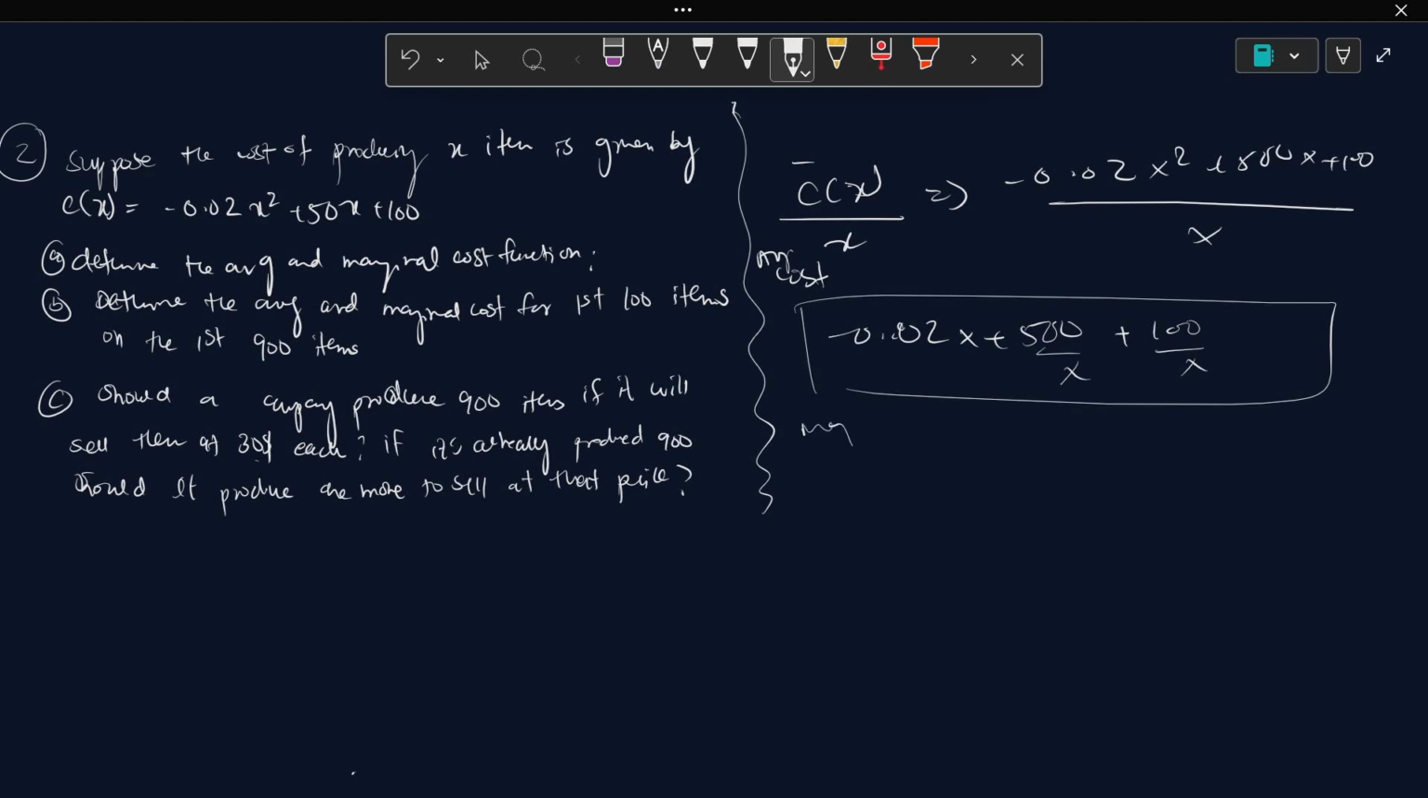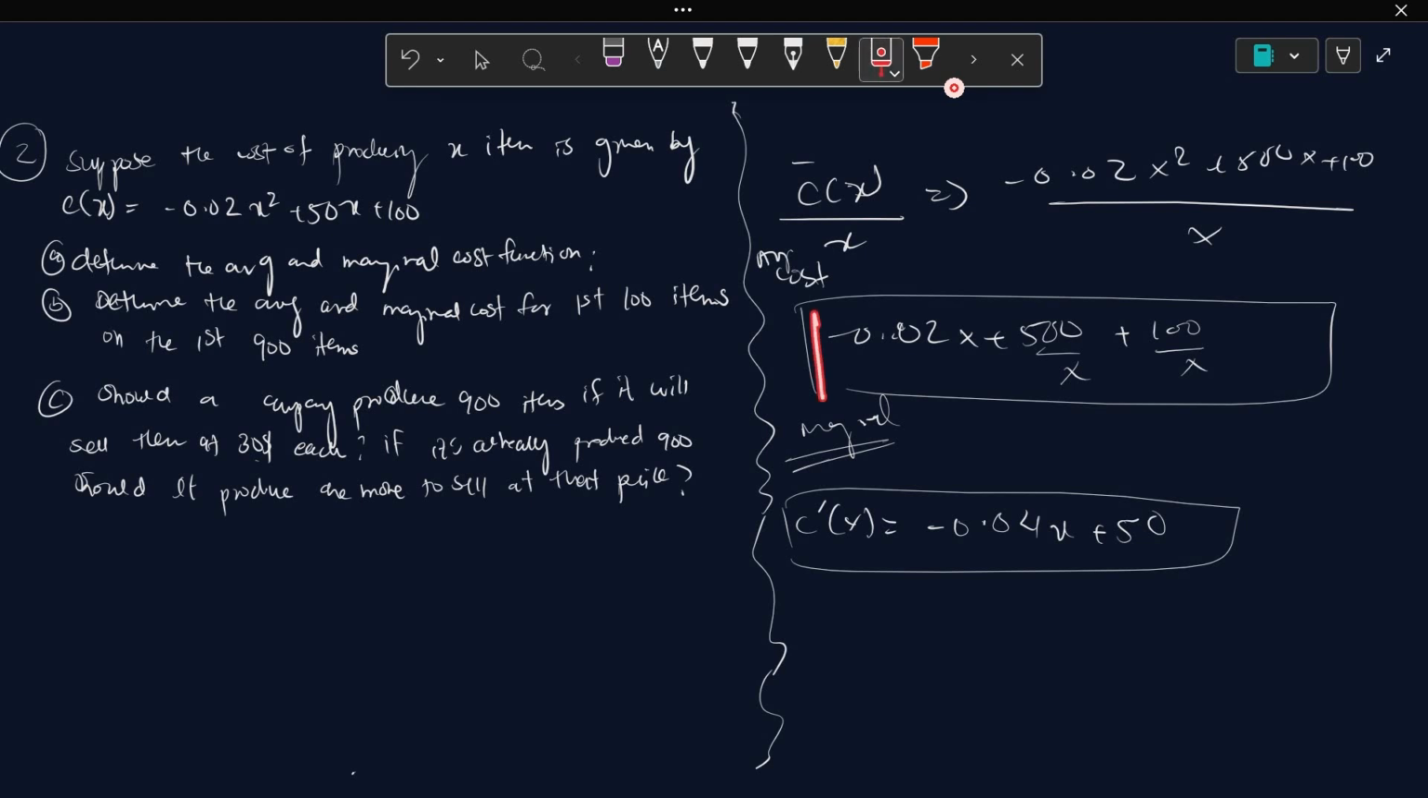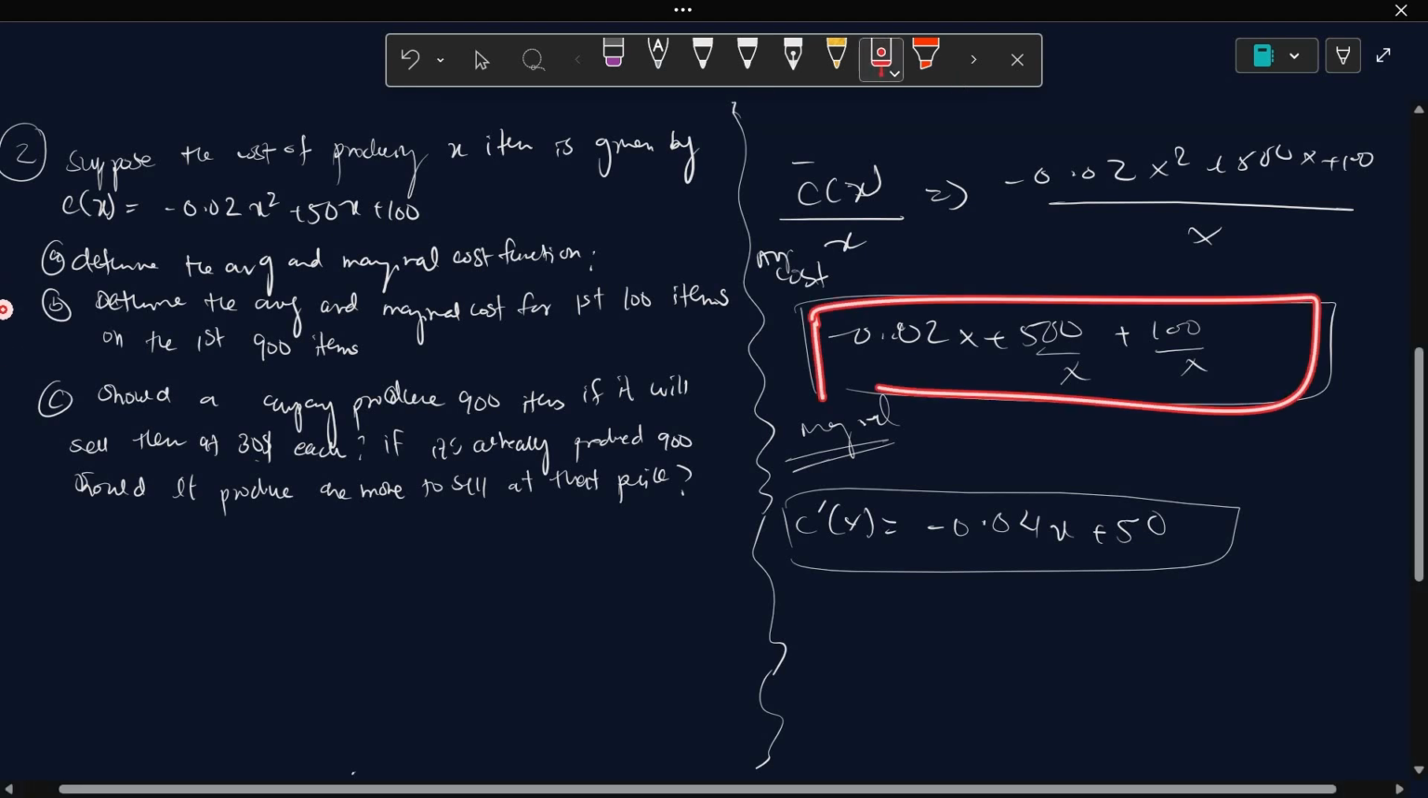And for your marginal cost function, like I explained, the marginal is basically the derivative of that. So you take the derivative of the cost function. The 2 comes down, so that's going to be negative 0.04x plus 50, and the derivative of 100 is 0. Now you have your cost function and your average cost function. So now what are they asking?